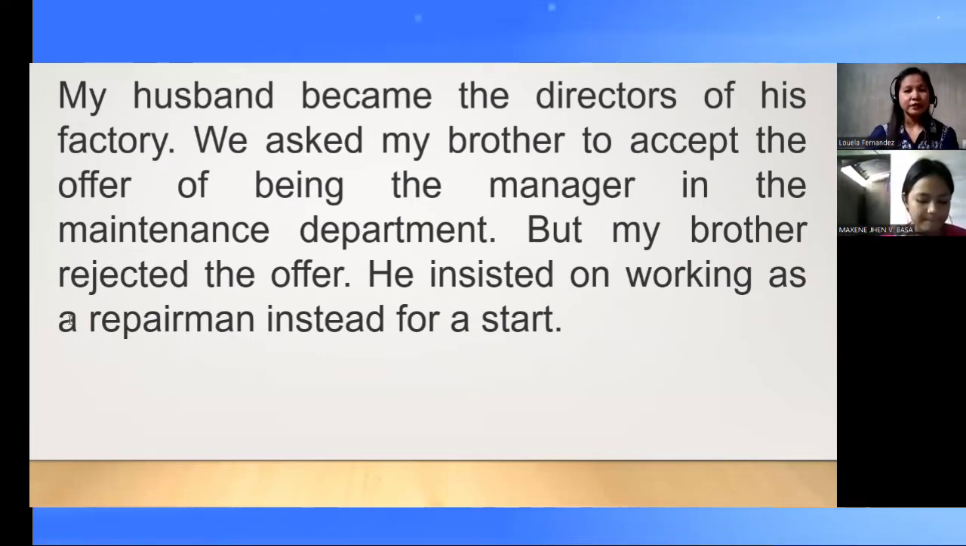Alright. So, after the husband of the sister gets promoted, he asked her brother if he wants to what? To work in a high position in their department. But the brother resisted. Why? Why do you think so? Let's see.